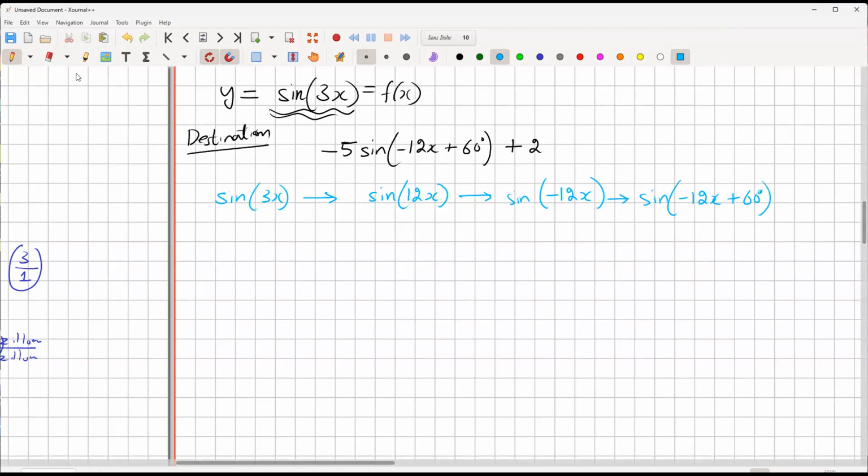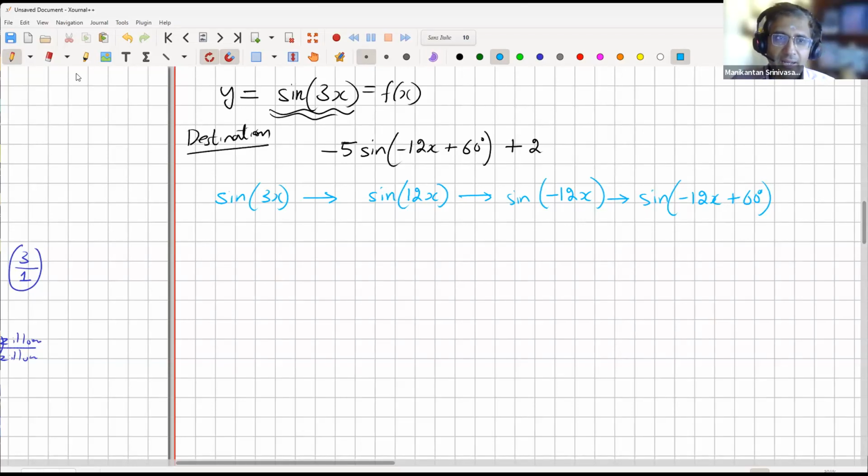You followed along the two transformations so far, right? Now, for the last transformation, from sine of minus 12x to sine of minus 12x plus 60, what transformation would you do? It would be a shift to the left, right? You tell me, and then we'll discuss. Shift to the left by 60 units.